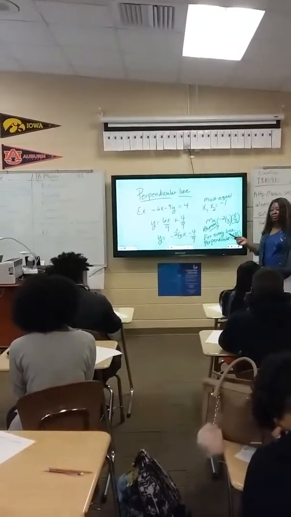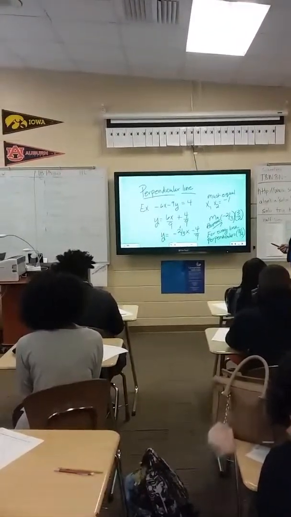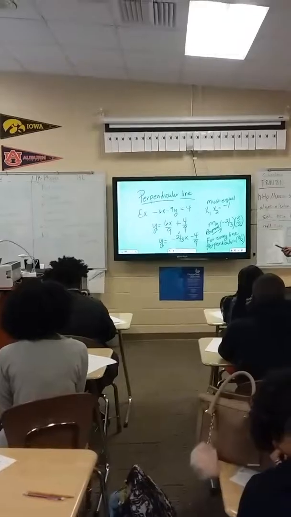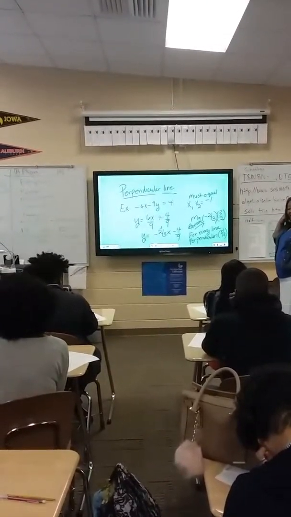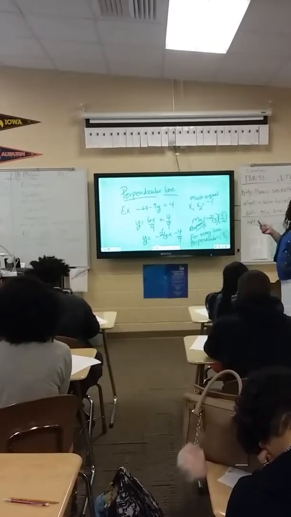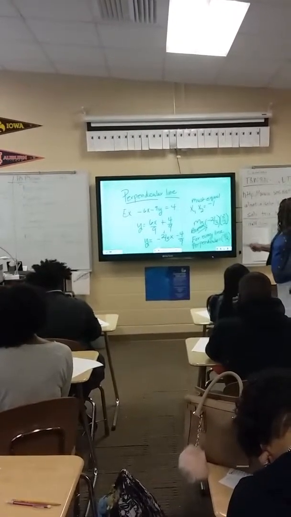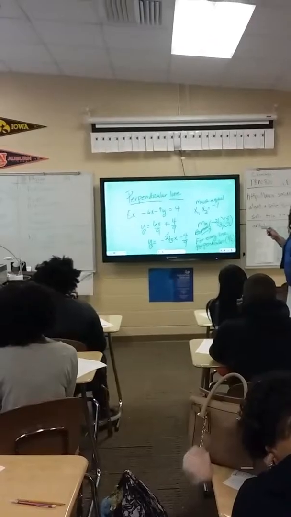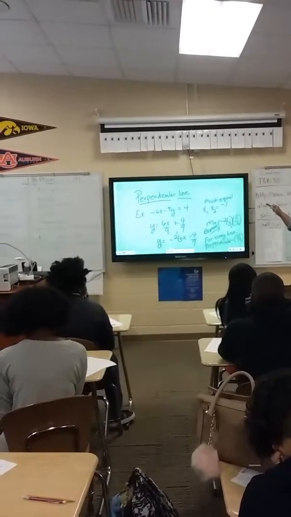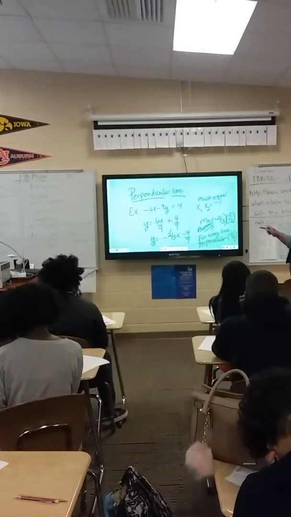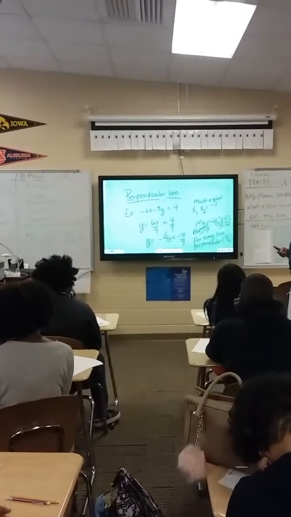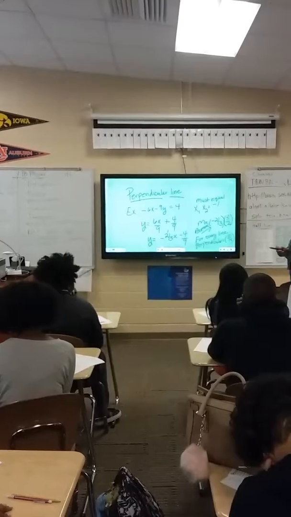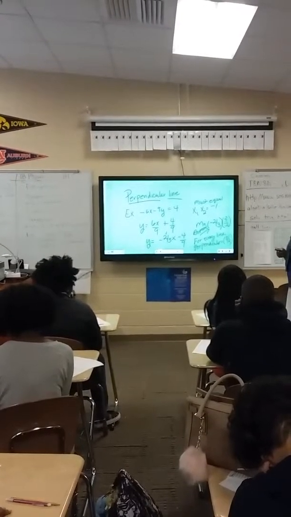So what are we going to have to do to make it perpendicular? We're going to have to take the reciprocal. What is the reciprocal of negative 2/3? 3/2. And then when we multiply that out, we get -1, because we know it's -1. So for every line perpendicular, the slope is going to be 3/2. Do you understand how I got that? Any questions?